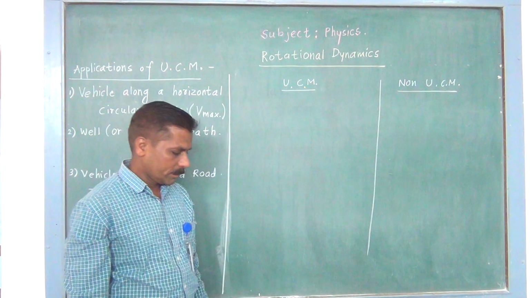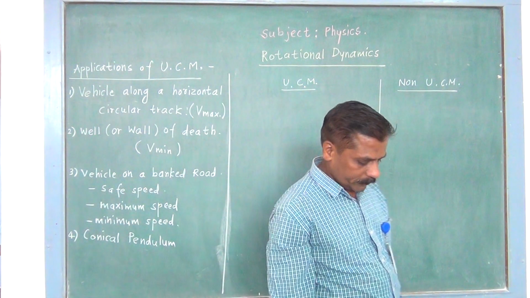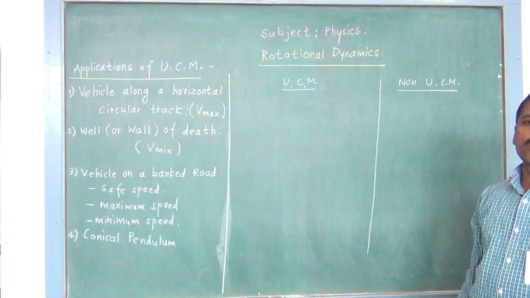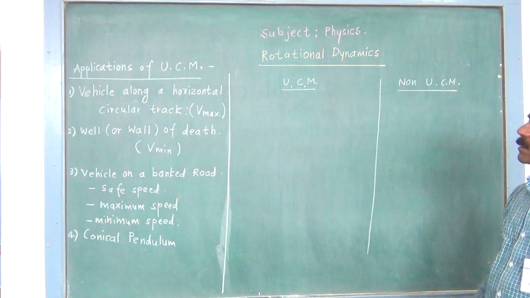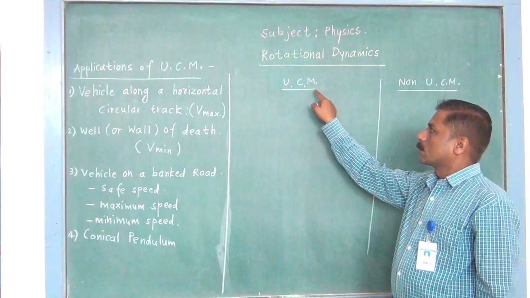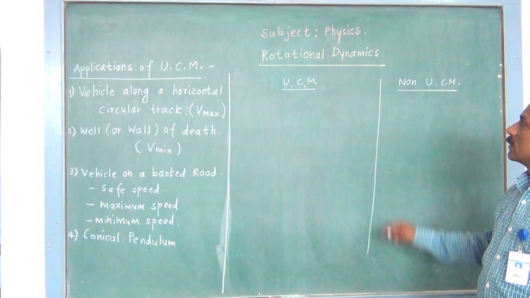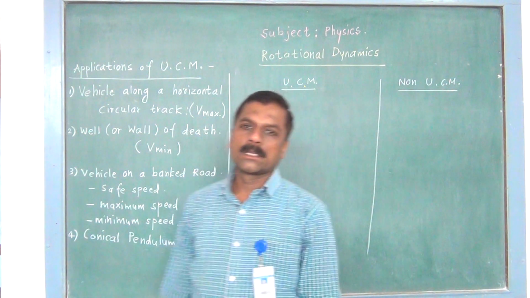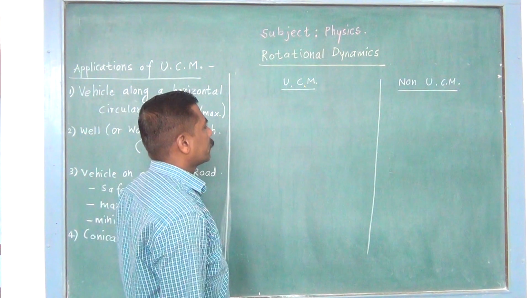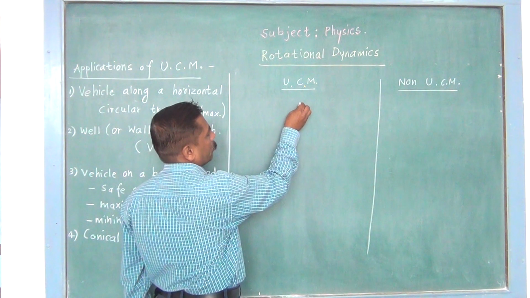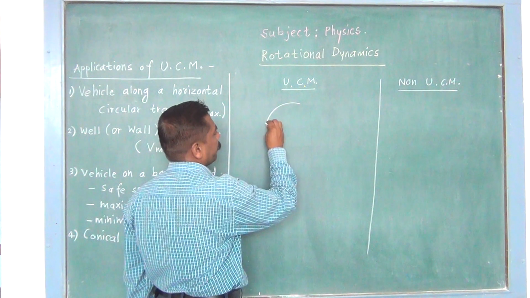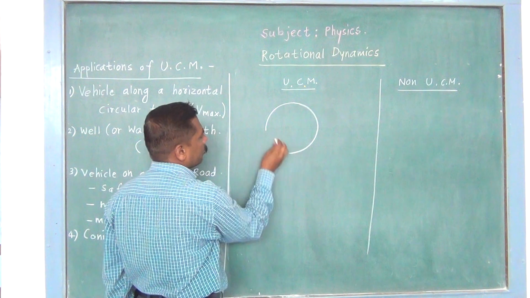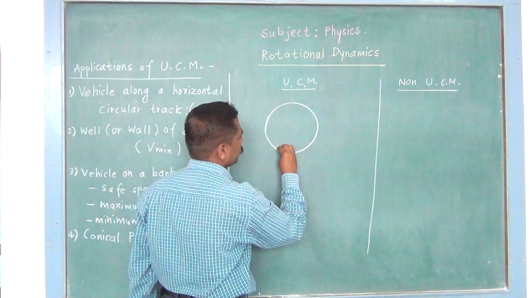Good morning friends. In the last lecture we have seen that there are two types of motion. One is called uniform circular motion and another is called non-uniform circular motion. Now we know the definition of circular motion. With the help of that definition we can define uniform circular motion.